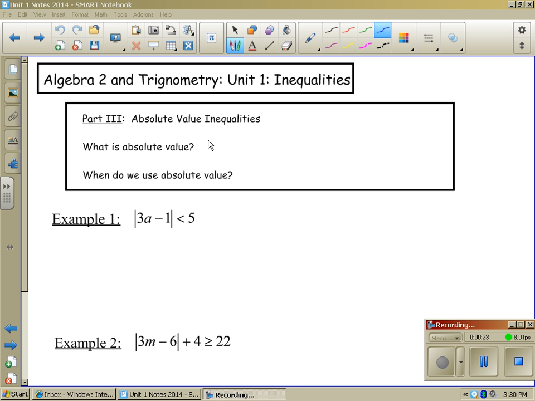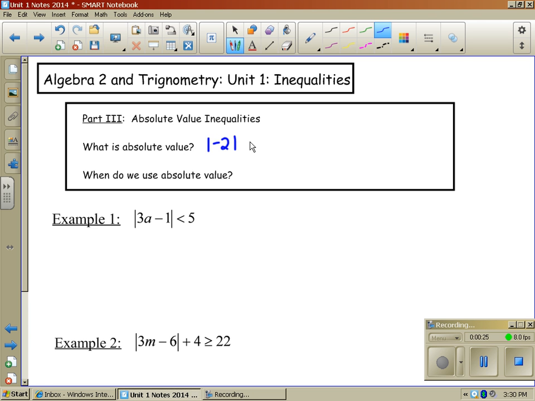What is the absolute value of -2? The answer is 2. So absolute value means to always make the number positive. Whatever it turns out to be, it's always positive. Graphically, it looks like a V. If we did the absolute value of x, the graph looks like a V.